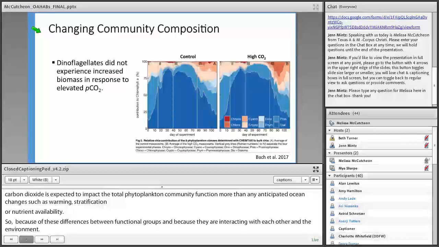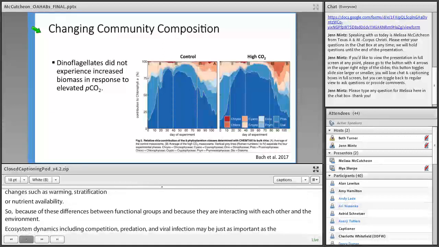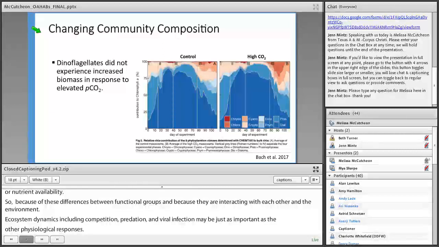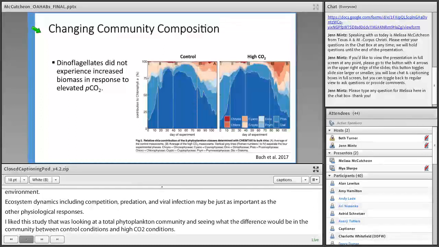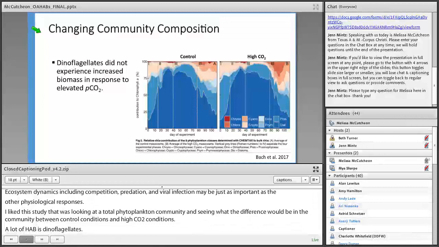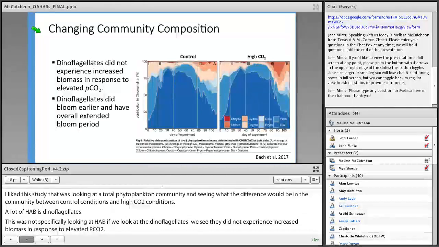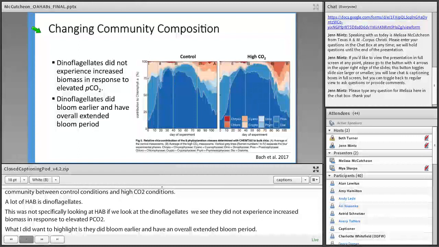And I liked this study that was basically looking at a total phytoplankton community and seeing what the difference would be in that community between control conditions and high CO2 conditions. And we know a lot of HABs are dinoflagellates. So while this study was not specifically looking at HABs, if we look at the dinoflagellates, we see that they did not experience increased biomass in response to elevated pCO2. But what I did want to highlight is that they did bloom earlier and have an overall extended bloom period. So there's still potential that changing community composition could have impacts on the effects of harmful algal blooms.